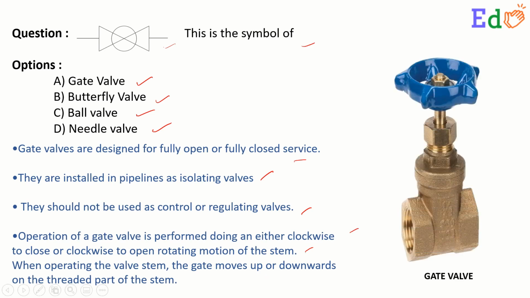If you watch this figure, this is the figure of a gate valve with the rotation of this wheel, that is the valve stem, the gate may go down or move up. So here the option A, gate valve, is the correct option.